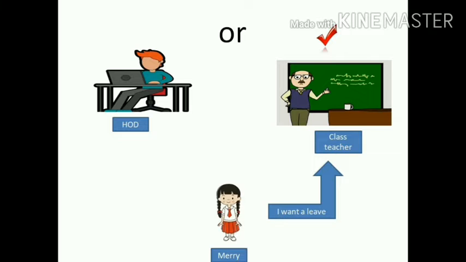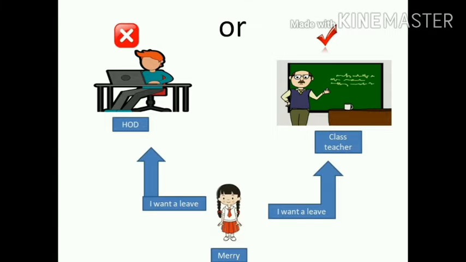Then for the OR statement, Mary went to her class teacher saying she wants a leave. She got the leave from her class teacher. Then she went to her HOD saying she wants a leave. HOD said no. But ultimately she ended up getting a leave because the OR statement says even if only one statement is true, the resultant will be true. Even if HOD is not allowing you, you can get a leave.